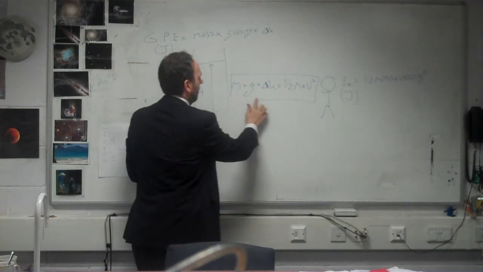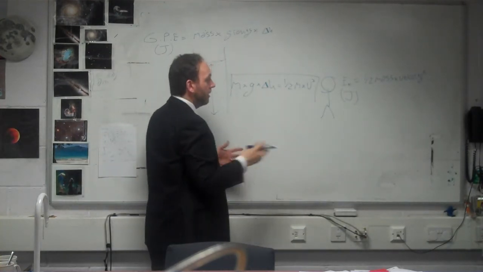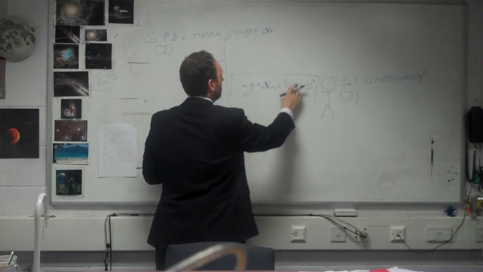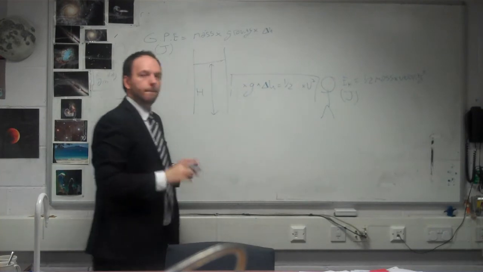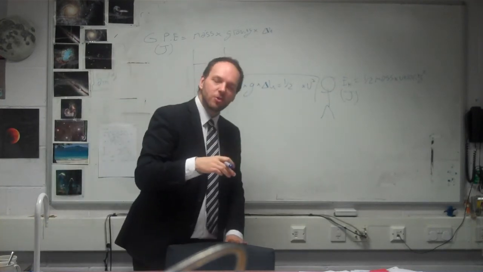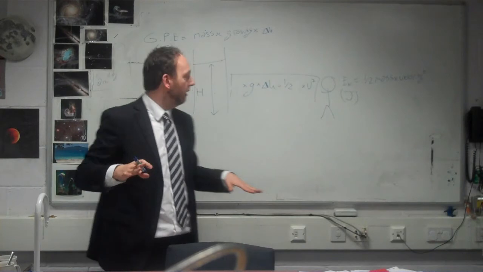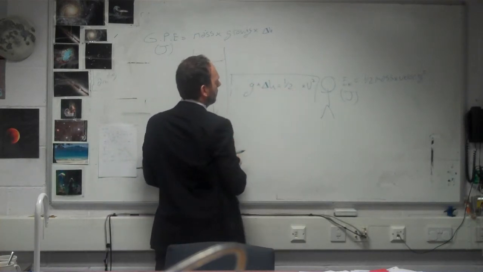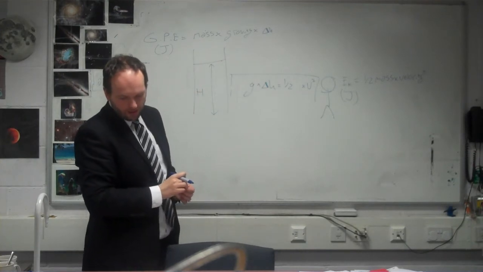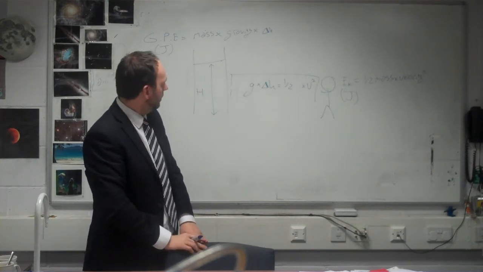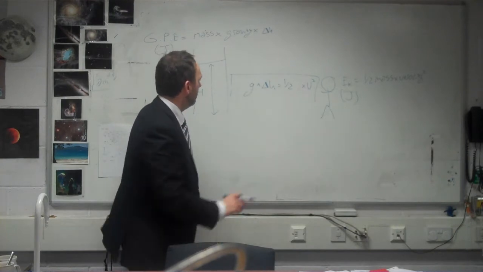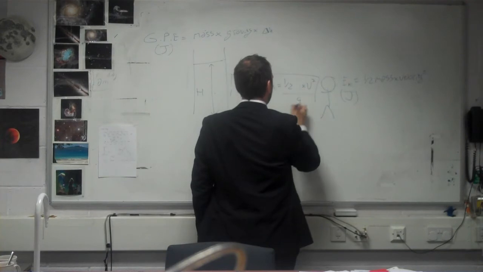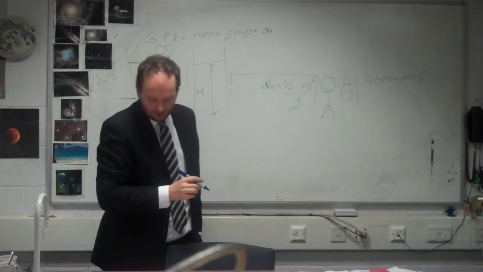First thing that's going to happen, surprisingly, maybe not surprisingly, I don't know, our masses cancel out. We're going to come back to that later. Mass of the runner, the mass of the jumper, doesn't matter. So we're left with g times delta h equals half times v squared. So first thing we're going to do, move g to the other side. So delta h equals half v squared over g.